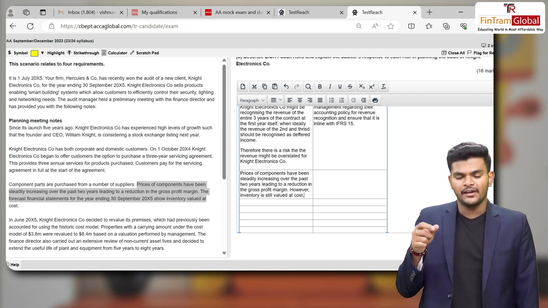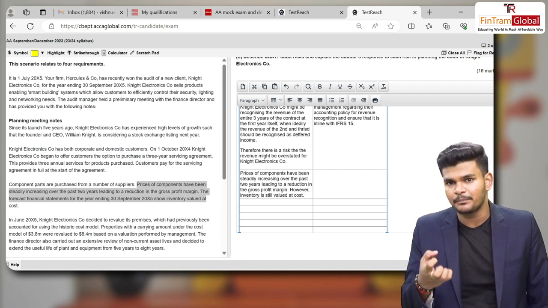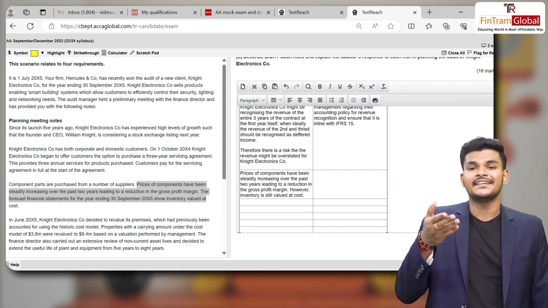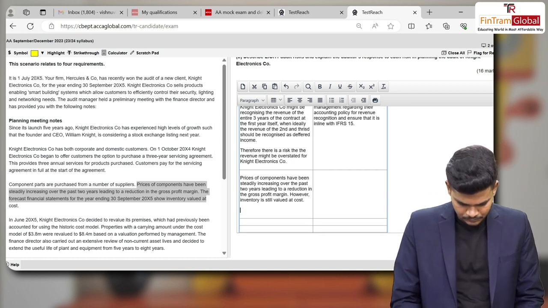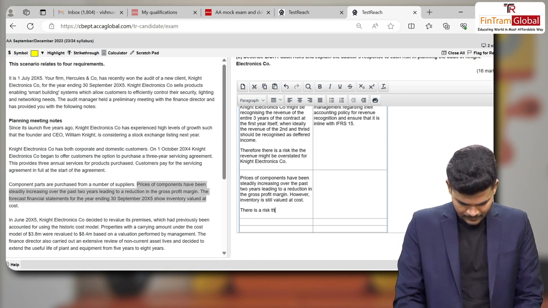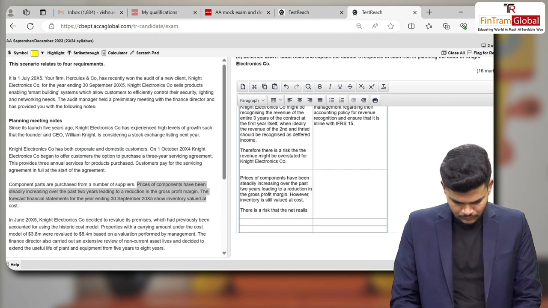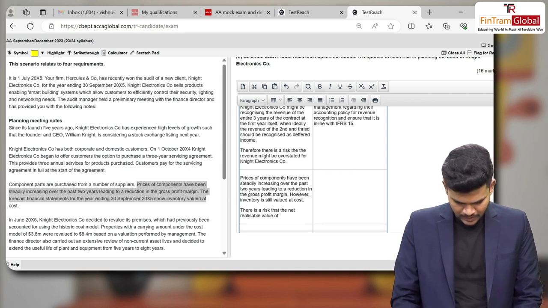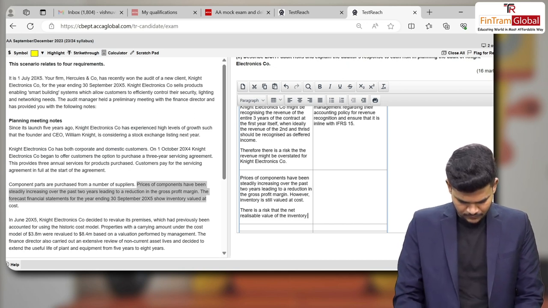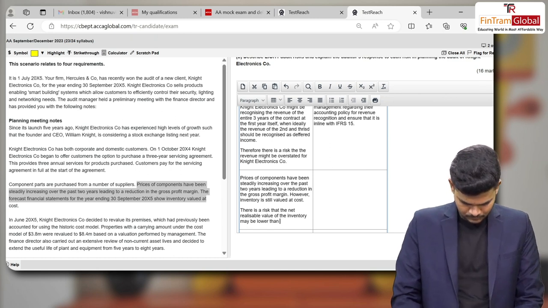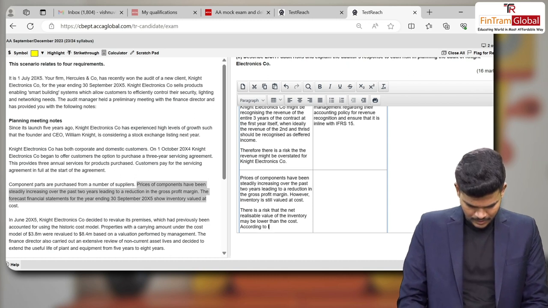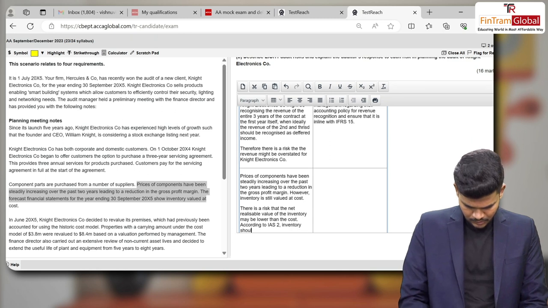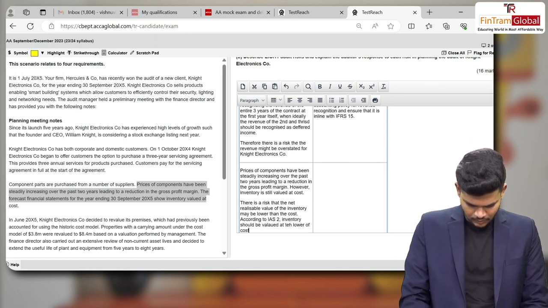Now, the exact reason as to why gross profit margin has reduced is not provided to us. Is it due to lack of profits? If it's due to lack of profits, then chances are that the sales would also be a lower amount as well. So therefore, we could speculate that this could be the risk. We could say that there is a risk that the net realizable value, or NRV, of the inventory may be lower than the cost. According to IAS 2, inventory should be valued at the lower of cost and NRV.